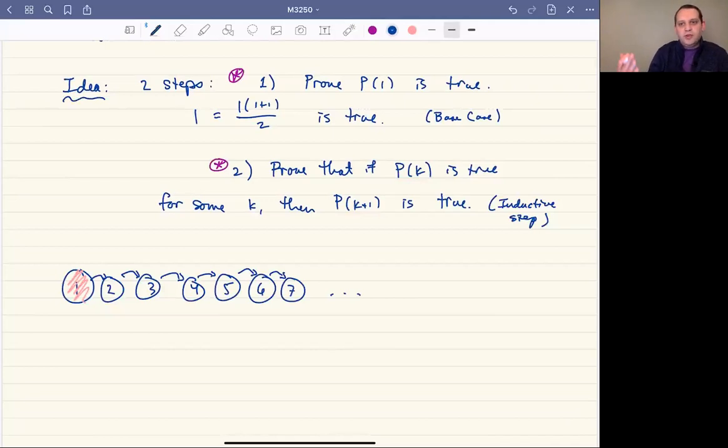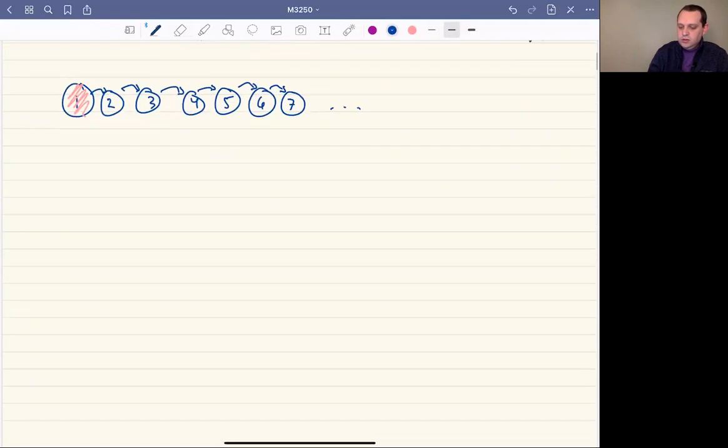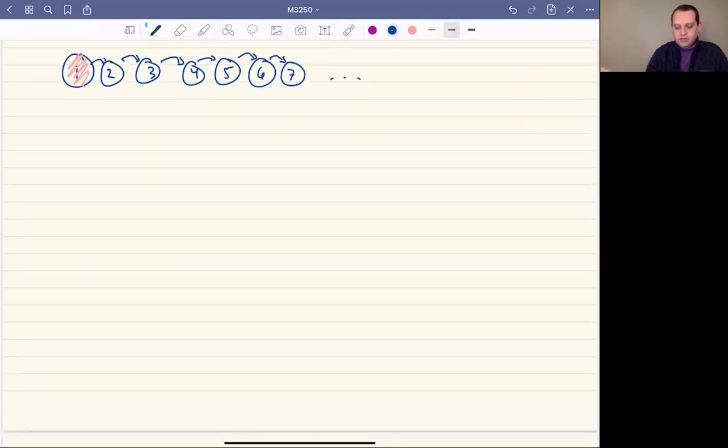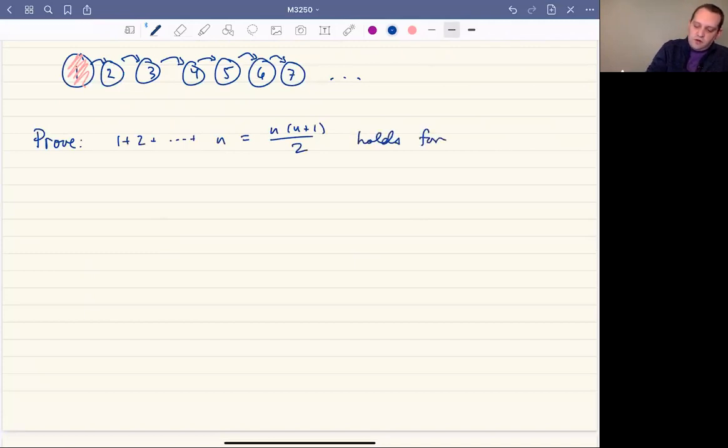Let's actually employ this and prove the statement for the sum of the first n integers. So let's just start over, and let's actually prove that 1 plus 2 all the way out to n has this nice formula, n times n plus 1 over 2. Let's prove that this is true for all n greater than or equal to 1.